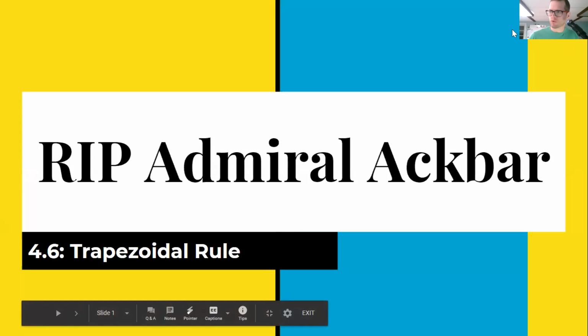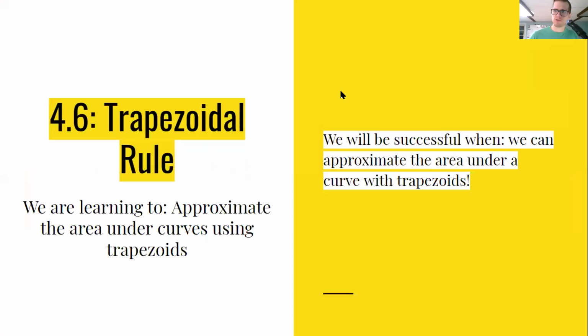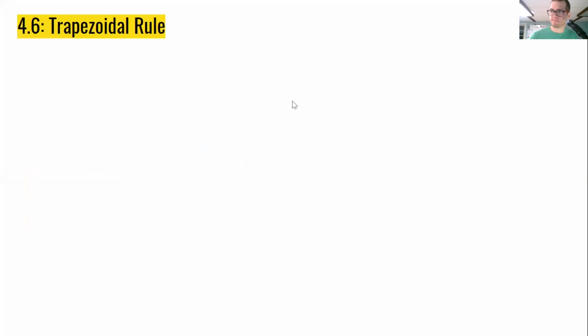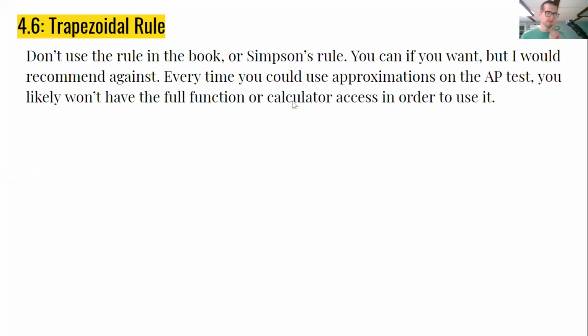4.6, trapezoidal rule. So we're learning to approximate the area under the curve using trapezoids. We'll be successful when we can approximate the area under the curve with trapezoids. There's two rules in the 4.6 section: one for the trapezoidal rule, one for Simpson's rule. Don't use either rule as it's stated in the book. You're just going to hurt yourself and you're going to feel bad. They're more complicated than you need.